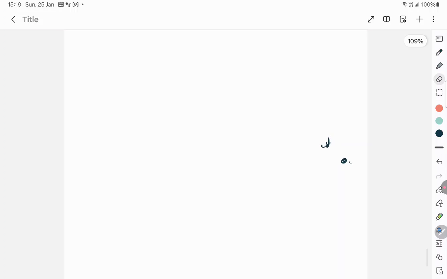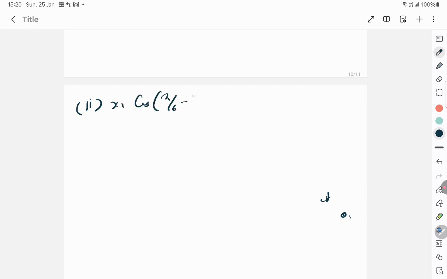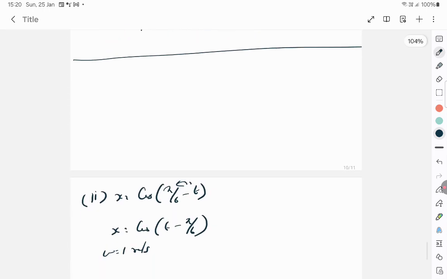So coming back to the next question, it's the second subdivision. X is equal to cos of pi by 6 minus t. So there's a graph like this which is cos of pi by 6 minus t. Normally it's omega t. Am I allowed to switch this? X is equal to cos of t minus pi by 6, where omega is 1 radian per second. And have they given the time period? No, they have not given the time period or anything. Even for this you have to find the time period.